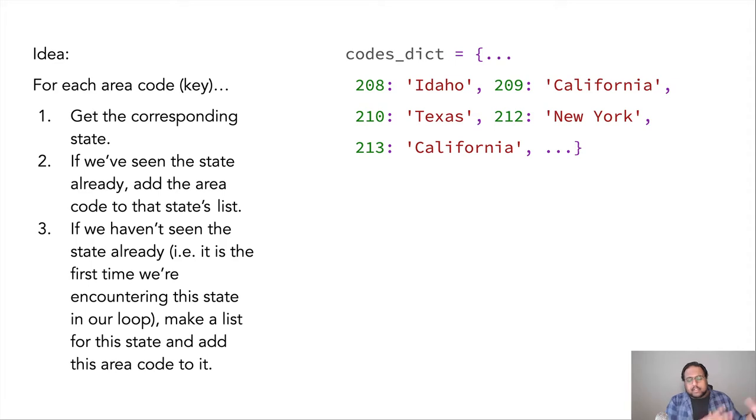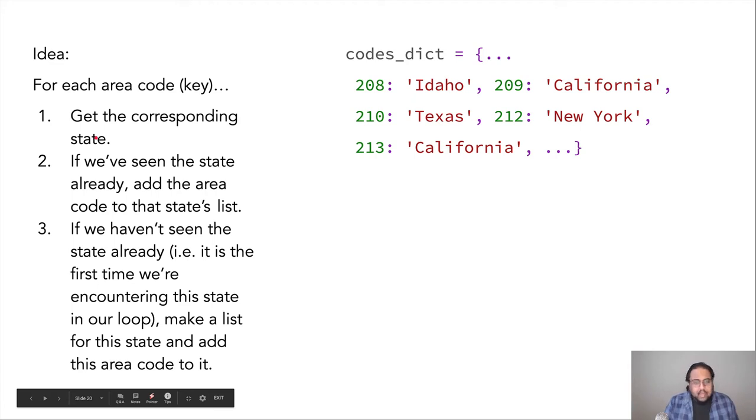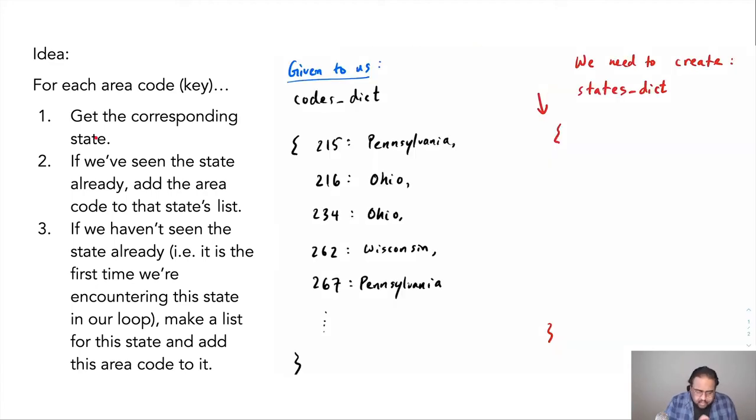Now, I know this is kind of abstract, right? We don't know what states dict looks like right now, and so this might just be a little bit of gibberish. But what I want to do is switch over to the iPad and walk through a concrete example of this 3-step process without writing any code. Then we'll jump over to a Jupyter notebook and translate these 3 steps into code, and hopefully things will be a little more clear. So let's switch to the iPad. So here I have on the left this example codes dict.